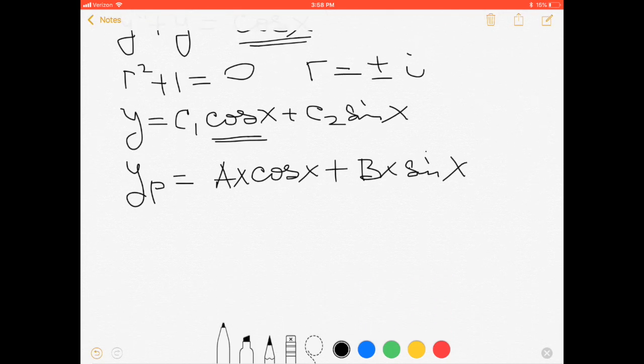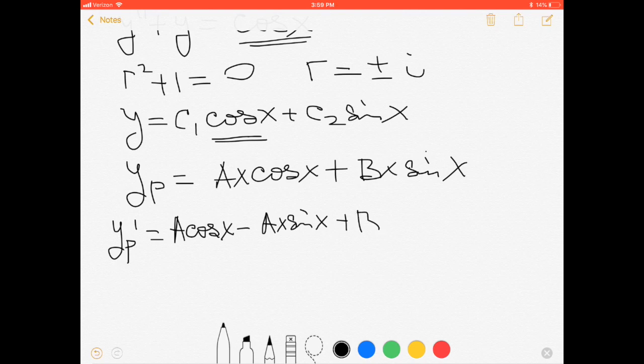We use this fact because, you remember, there is a relation between the solution of our homogeneous equation and the right part of our equation. Find the derivative for plugging in. Using the product rule, you have a cosine x minus ax sine x plus b sine x plus bx cosine x.